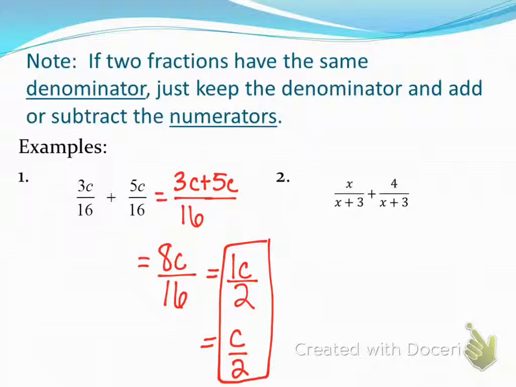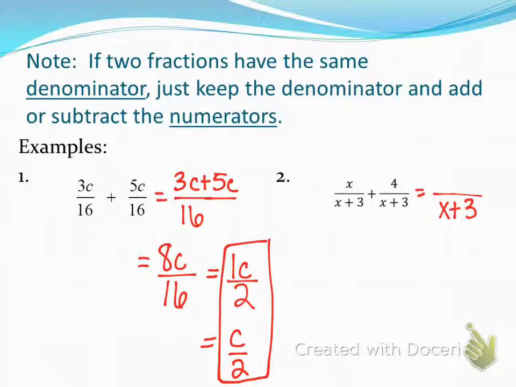So what's nice about today is that you are always going to be given common denominators. When you get to Algebra 2, then you'll learn how to handle it when they're not common denominators. But for now, they will always be common denominators. So what is my denominator going to be on number 2? X plus 3. What's happening in my numerator? Adding what?